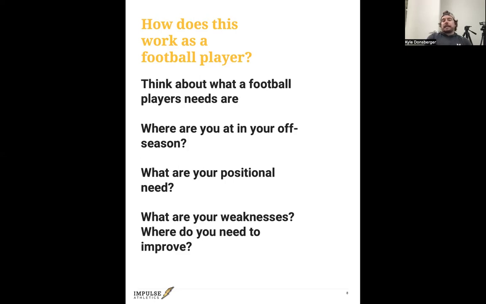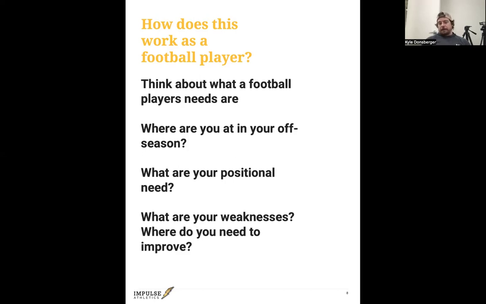And then what are your weaknesses? Where do you need to improve? So are you great for the first drive of the game, but then after that you're gassed? Well, then maybe you need to work on that aerobic capacity a little bit more. Are you great for the first play, but then struggle for the rest of the drive? Well, then maybe you need to work on that glycolytic system a little bit more. Work on that short burst.